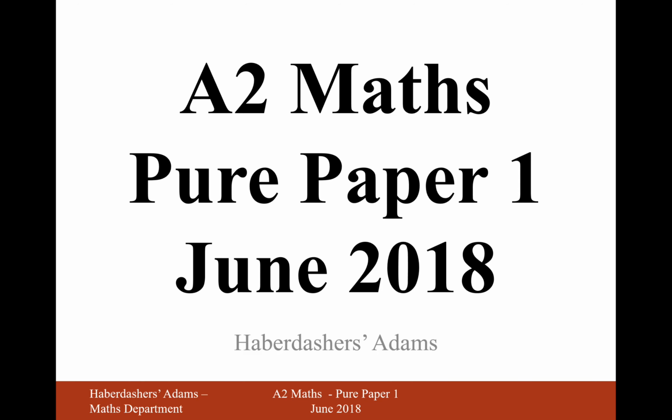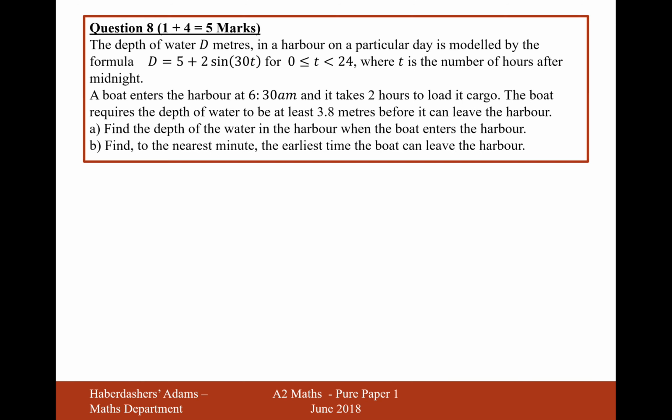Hello there and welcome to A2 Maths from June 2018, paper 1, and here we're looking at question 8, a trigonometric context question. The depth of water d meters in a harbour on a particular day is modelled by the formula d equals 5 plus 2 sine 30t, for t between 0 and 24, where t is the number of hours after midnight.